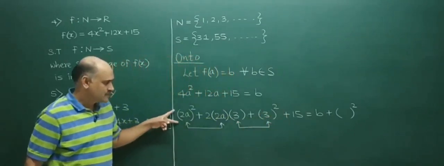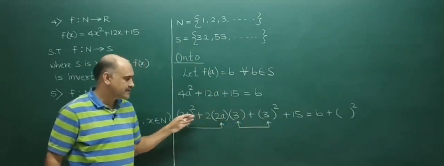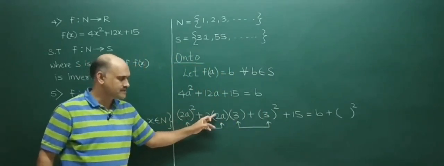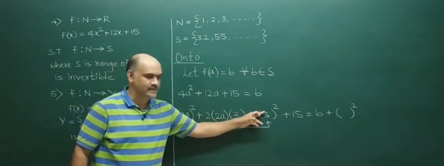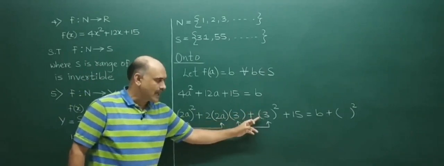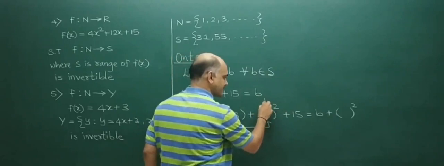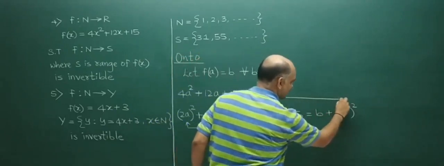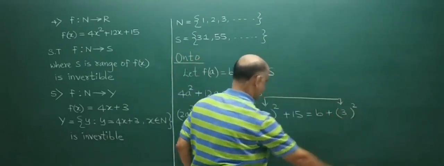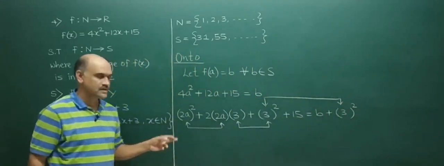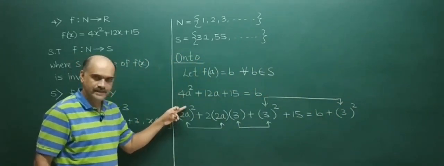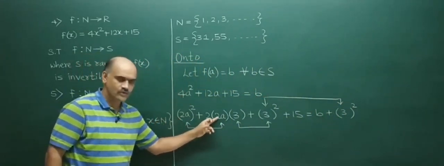Now if you observe these three terms, it is in the form of a square plus 2ab plus b square. Now as you have added b square over here, I am adding it in the RHS. So again this term will come over here. So this is 3 square. Clear, students?